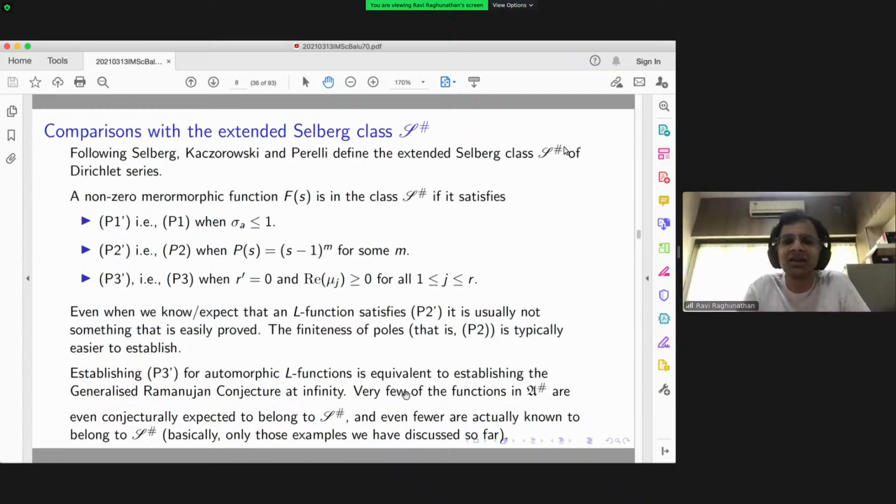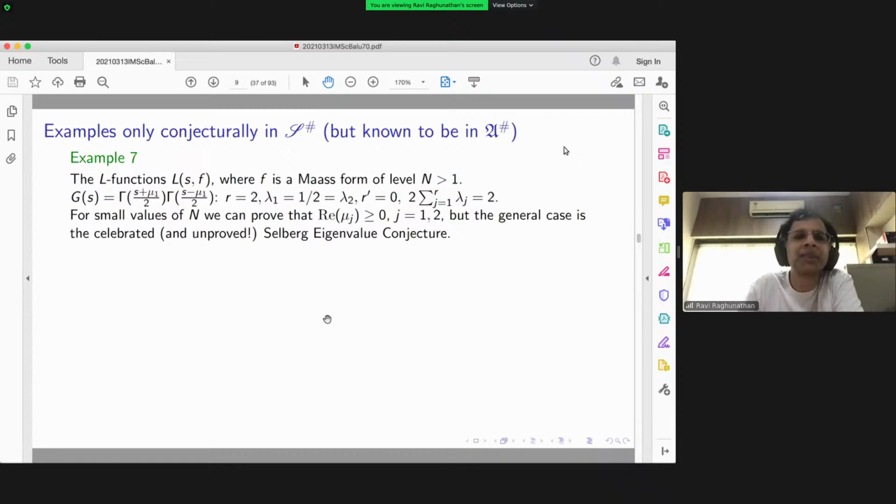For instance, we can take the symmetric second, third, and fourth powers of Maass forms, and we will again get L functions in the extended Selberg class. But that's pretty much it. Maybe some Hilbert modular forms, one or two in a few cases, but really almost everything is already accounted for by what I have given. Okay, so here are some examples which are only conjecturally in the extended Selberg class. That is, we know they are in A sharp, but we have not yet been able to prove that they are in the extended Selberg class.